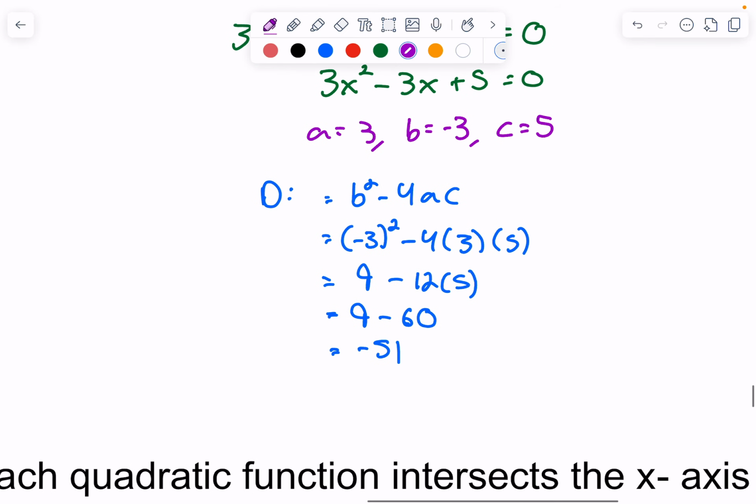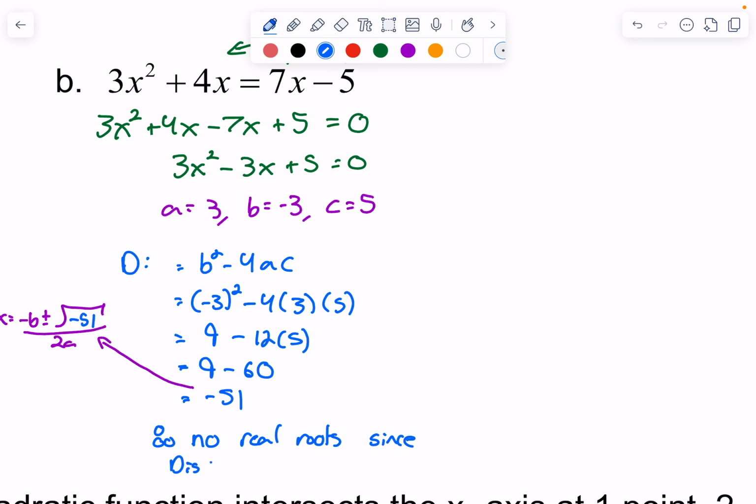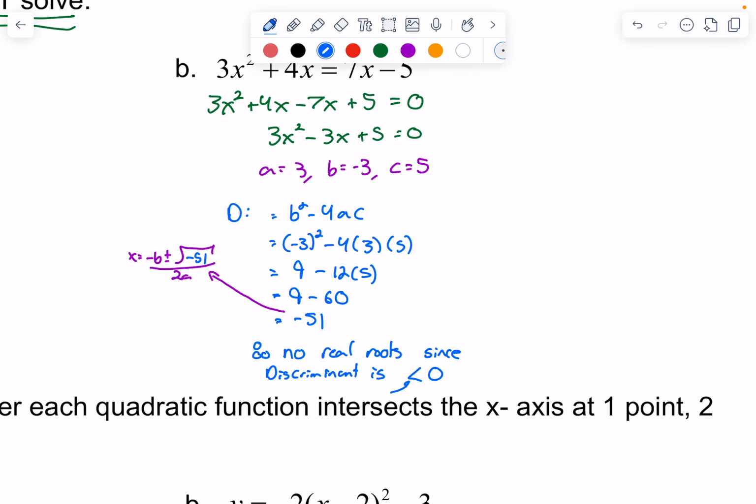So again, that means if you were to actually use your quadratic formula, it would be minus b plus or minus, and you would have a negative 51 here. That's what that means. Well, you can't evaluate this because you have a negative under the square root. So therefore, no real roots since the discriminant is less than 0. Negative. You can write negative there. I just use that symbol, and you'll get used to using these less than symbols.